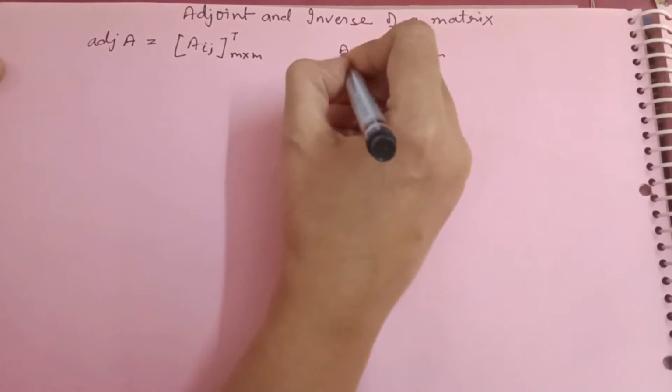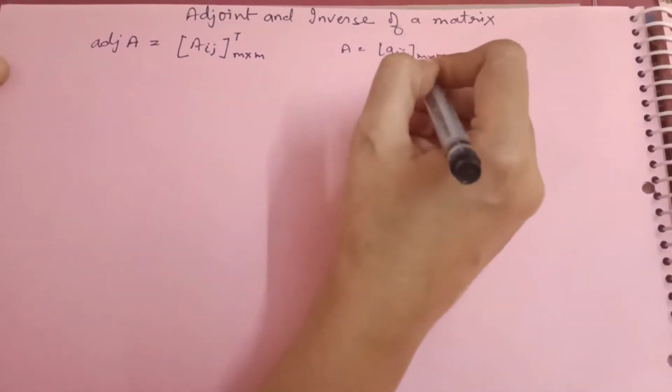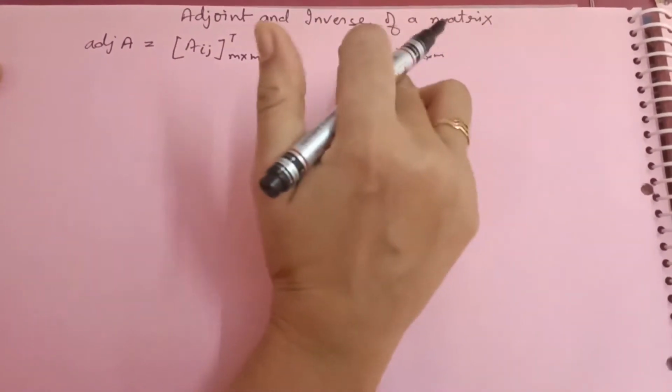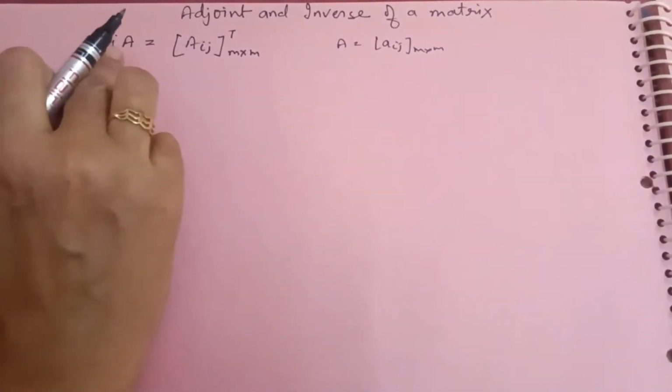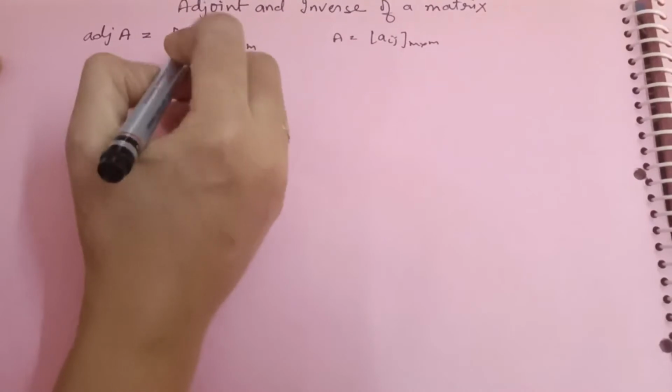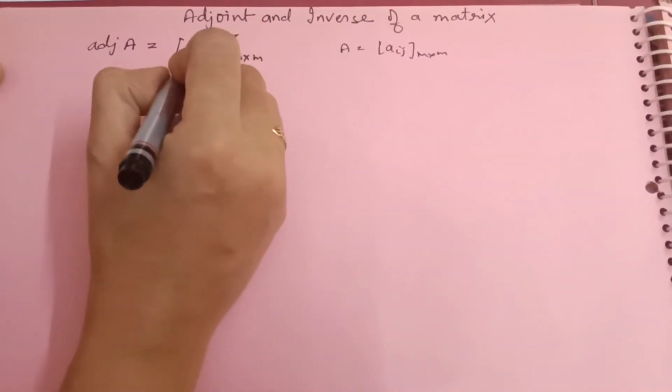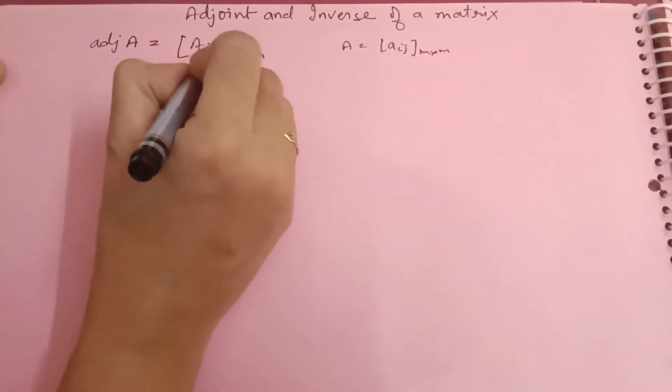Suppose a square matrix A = [aij] of order m cross m is given. What is the adjoint of A? It is the transpose of the matrix of its cofactors.